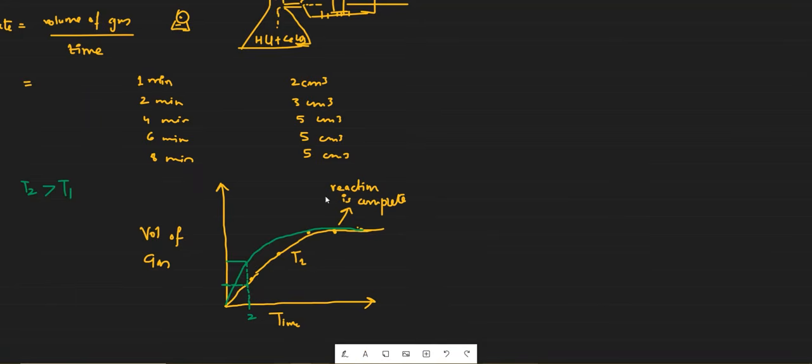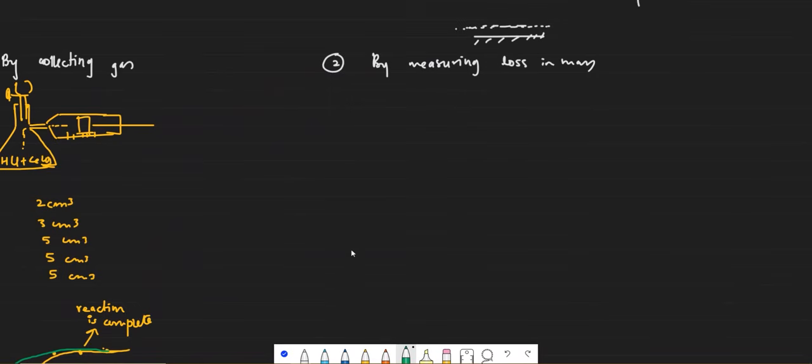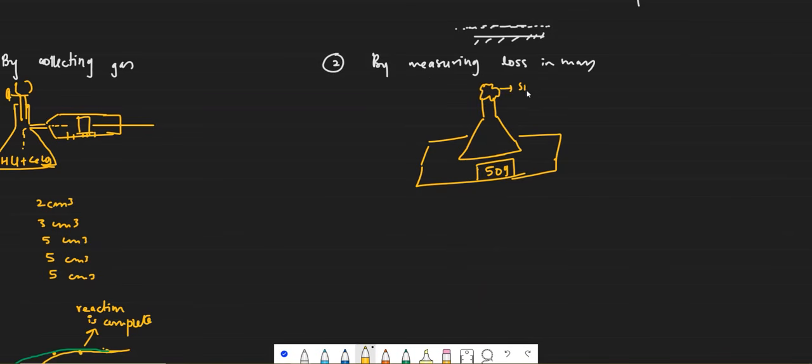Now let's do the other method, measuring loss in mass. Its apparatus is pretty simple again. You draw a conical flask and place it on a mass balance. Let's say the mass balance shows 50 grams. I placed soaked cotton on it. So I again added calcium carbonate and HCl into it.